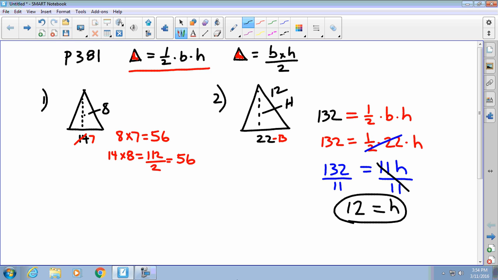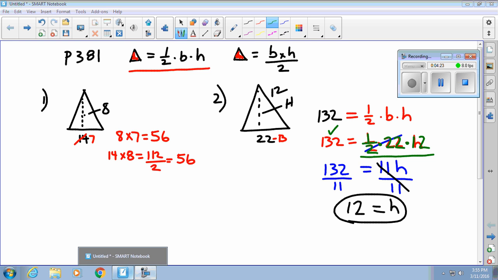Now, the one thing that's kind of neat is we can go back and check our work with this algebra-like problem. I want to plug in 12 for h. I want to times it by 22, and I want to times it by a half, or 0.5. If you do 12 times 22 times a half, you will end up with 132, which will make that answer correct. Once again, we're on page 381. We're working on triangle, 1/2 base times height, or triangle equals base times height divided by 2. And there are 2 problems that you can figure out for your triangle area problems.